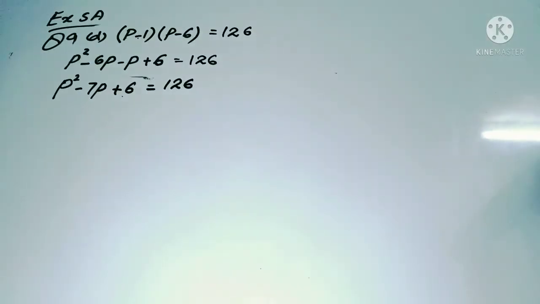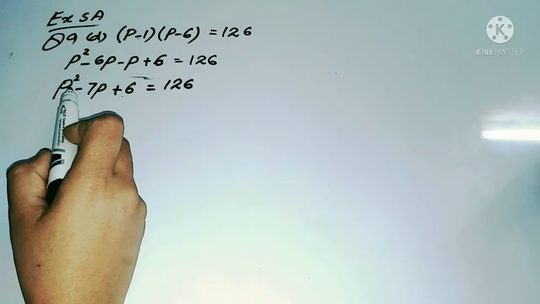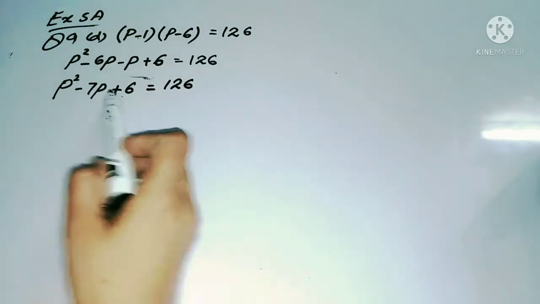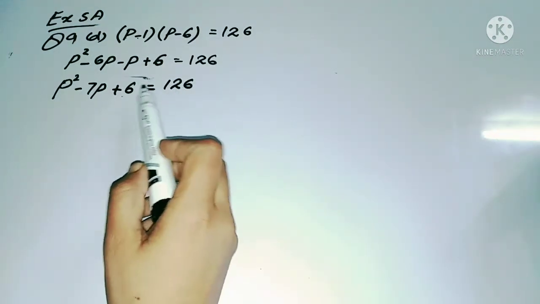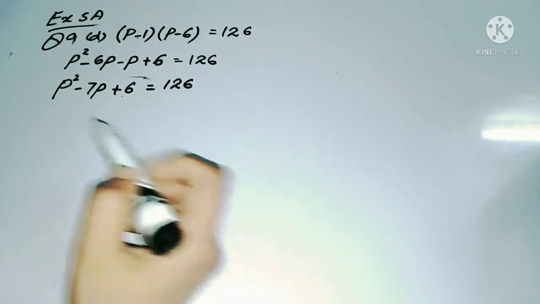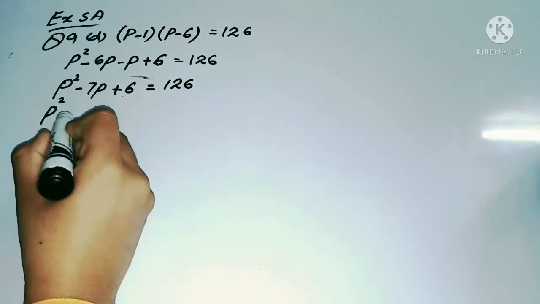So now we can make it a quadratic equation, because this is the variable with square power, the variable with 1 power, and then constant. We can move this 126 to this side, so that we can have 0 on this side, as it is in the quadratic equation.